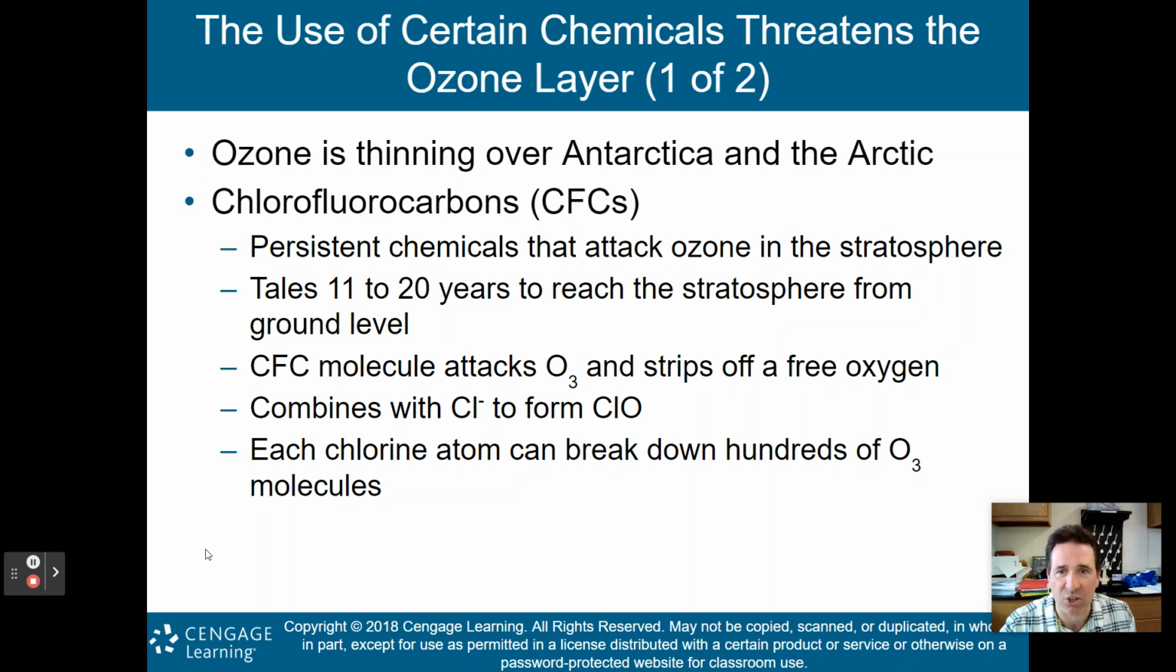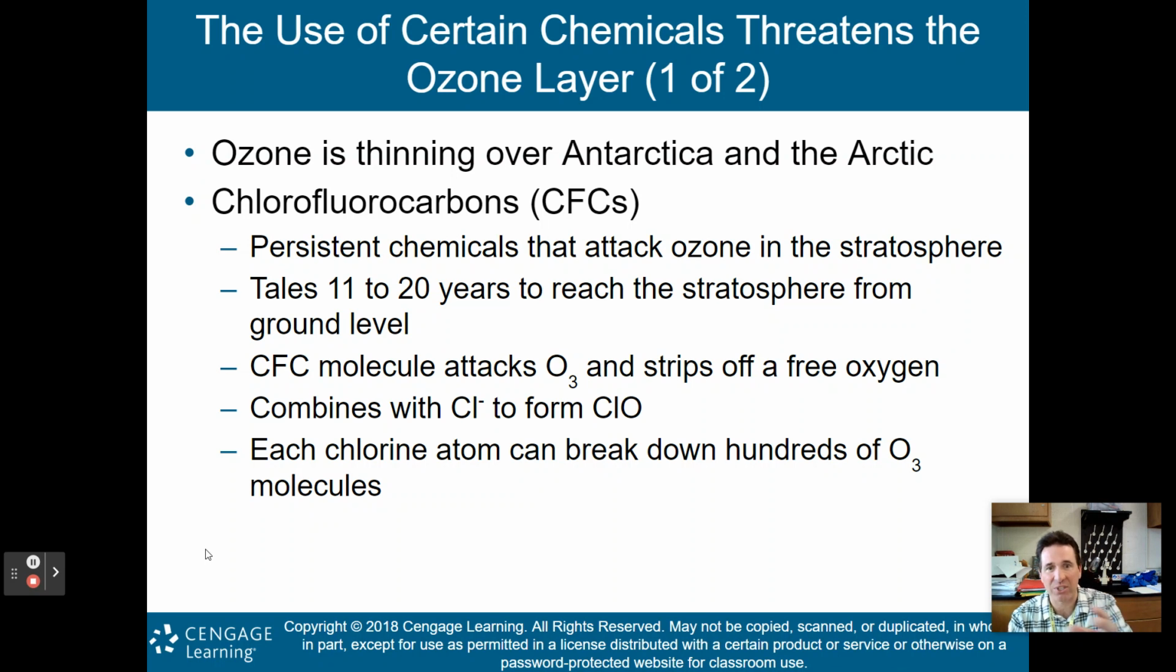They're persistent chemicals that attack ozone in the stratosphere. They take 11 to 20 years to reach the stratosphere from ground level, and then they hang around there for many, many more years. What happens is the CF molecule attacks ozone, O3, and actually strips off the free oxygen. This combines with the free chlorine to produce basically a chlorine oxygen compound. And each chlorine atom can break down hundreds of ozone molecules.